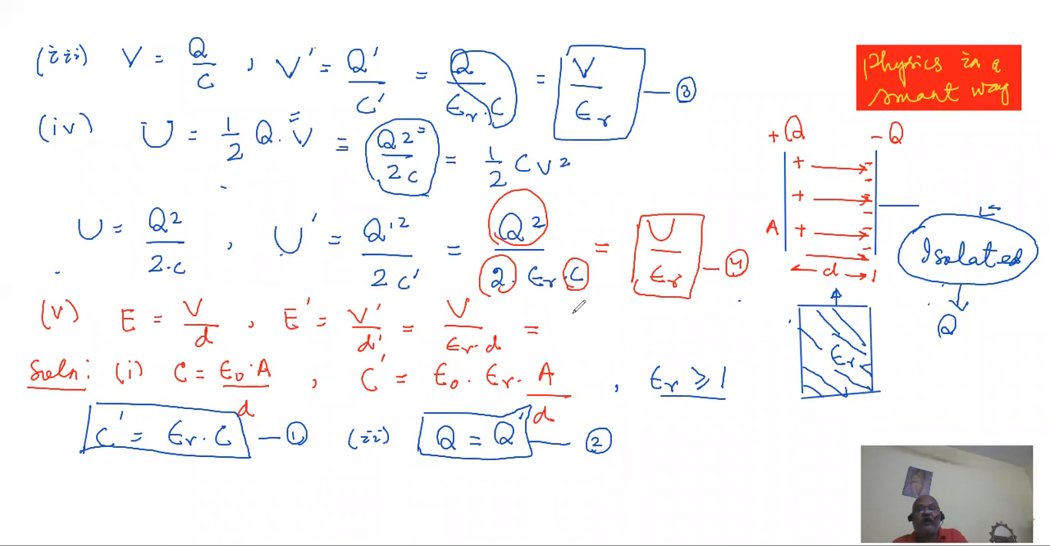So it seems that the electric field strength decreases, and that is by how much? It decreases to 1 by epsilon R of the old electric field. The new electric field will be the old electric field divided by epsilon R. Okay, that's about the question.